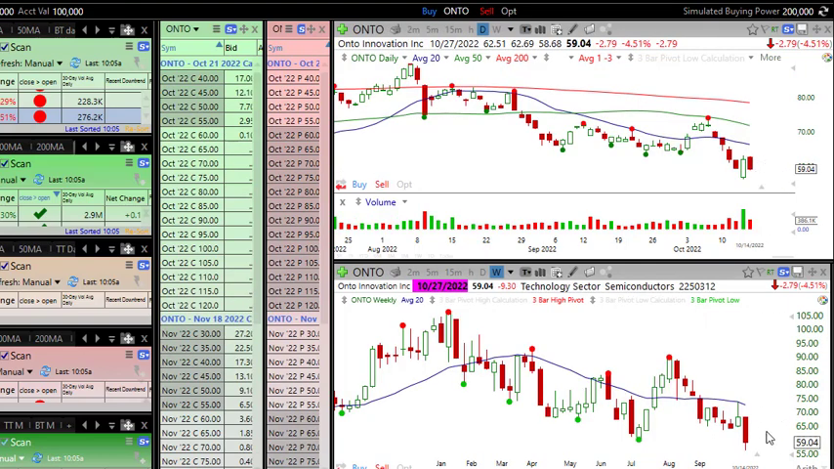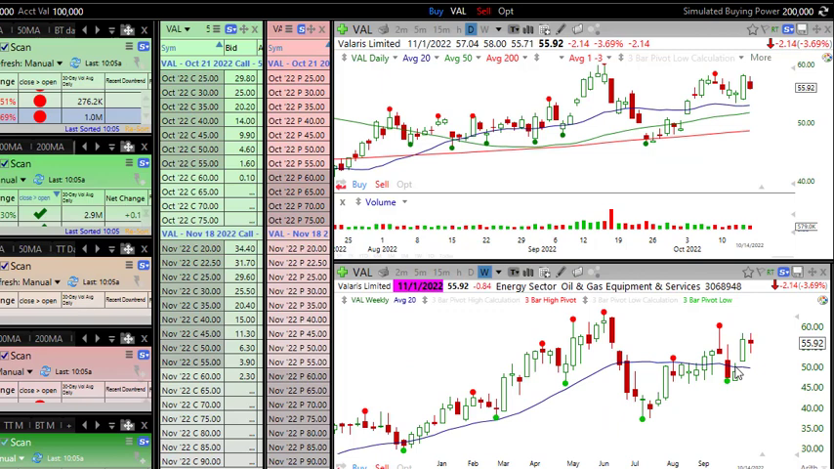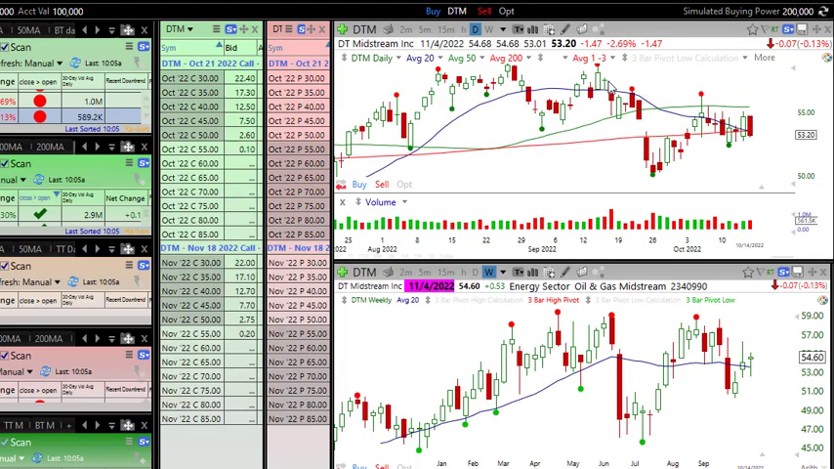Downtrend, don't like the weekly closing breakdown. We can find better. VAL, oil services. I like it, but what I don't like is resistance here. COP was better. This is a way too deep retracement. It shouldn't even be on this list, actually.